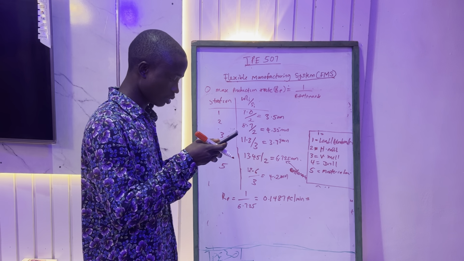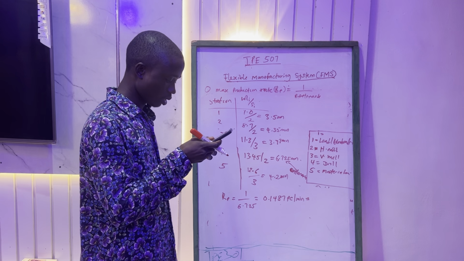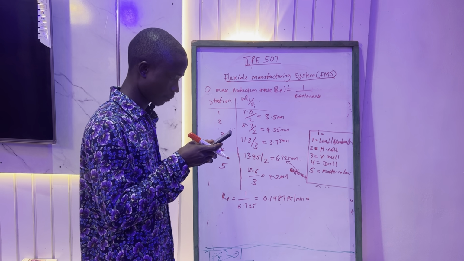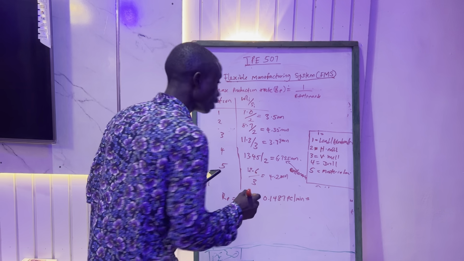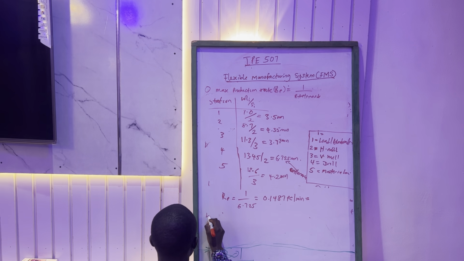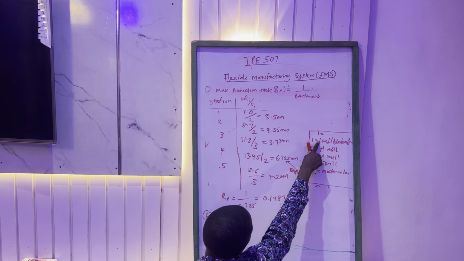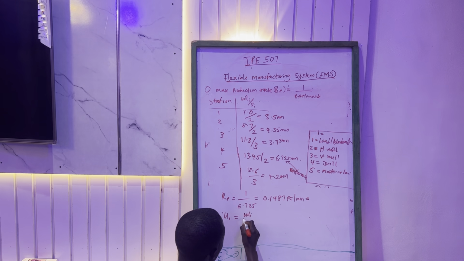Number two question says, utilization of each machine in the system. The utilization of each machine in the system, question B, that is U1 for each machine. For load and unload, U1 equals the WL over S ratio, like I said, times Rp. It's just simple.